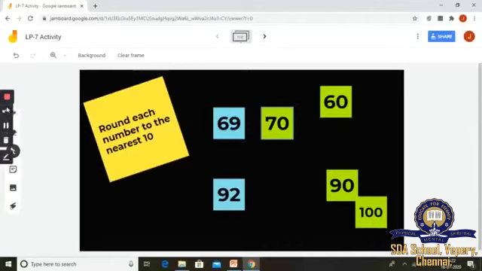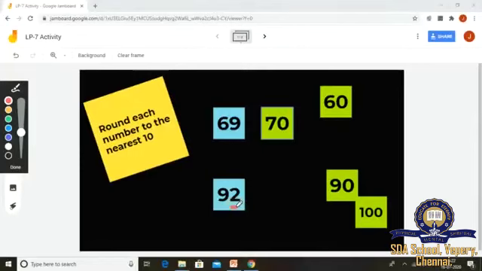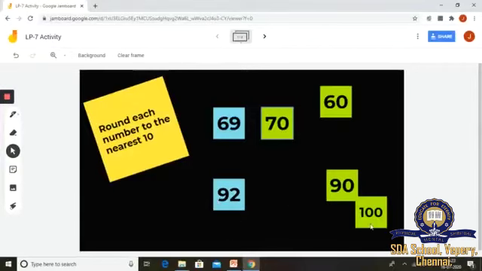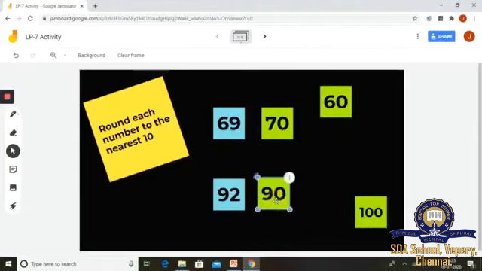So the next number is 92. So here the digit in the ones place is 2, which is less than 5. So what number will you get when you round off 92 to the nearest 10? 90 or 100? We will get 90.